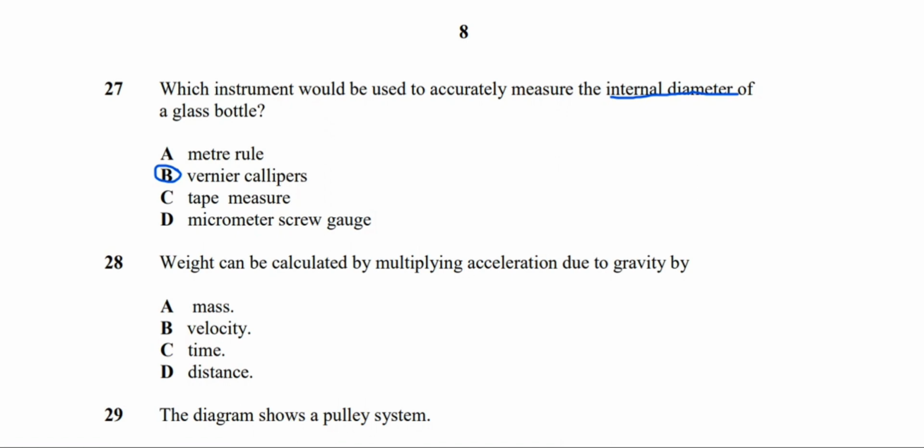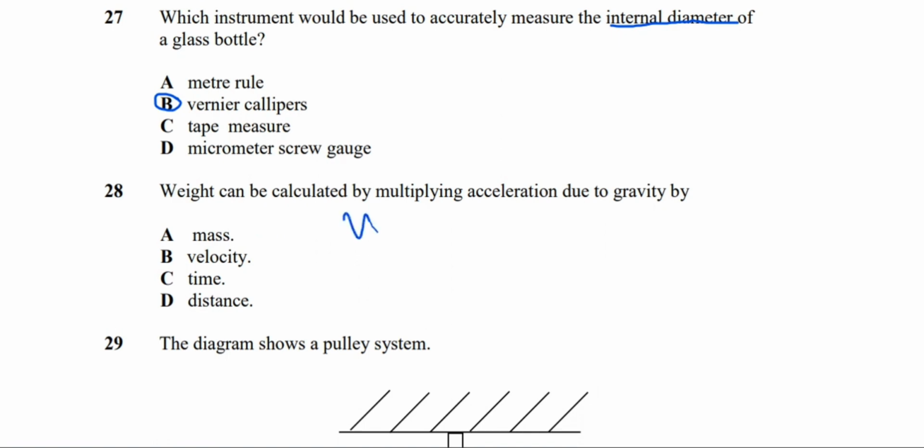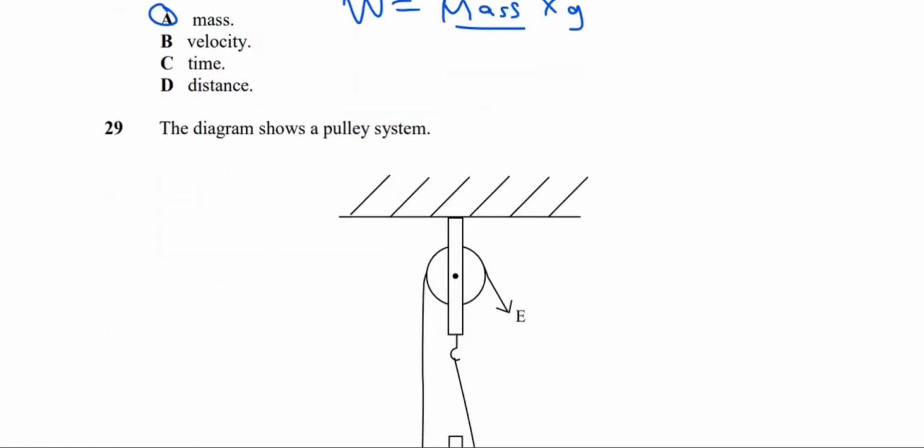The weight can be calculated by multiplying acceleration due to gravity by the mass. Weight is equal to mass times gravity. So what we need here is the mass.